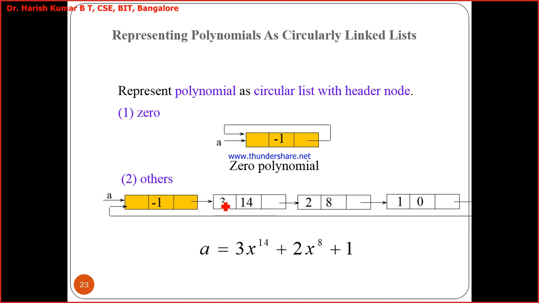Now here I'll make A permanently point to this header node. The link field of this header node points to the first term of my polynomial. 3 is the coefficient, 14 is the exponent, and it goes like this. The last node, instead of being null, stores the address of the first node. This is a special node called the header node, which is always the starting node. For this node we are not taking any exponent, and we have just made it -1. Understood?